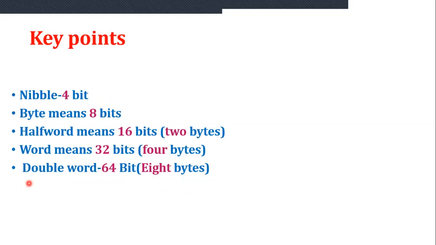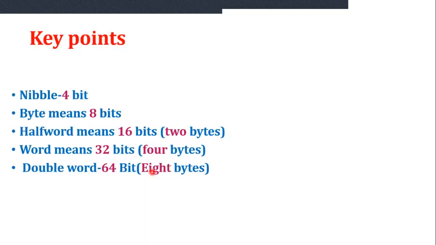And next, you should know the number of bits. If I say byte, nibble, word, or double word, you should know the number of bits also. A nibble is 4 bits, a byte is 8 bits, a half word is 16 bits, also called 2 bytes, a word is 32 bits or 4 bytes, and a double word is 64 bits or 8 bytes. These are the points you should know before coming to the instruction sets.